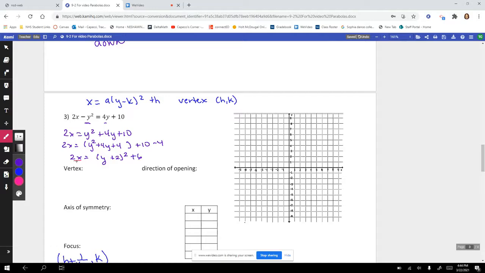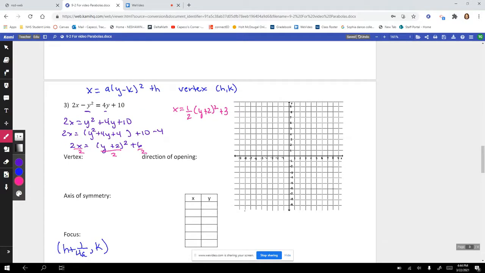Now I don't want 2x, I just want x. So I'm going to divide everything by 2. So I have x is equal to 1/2 times y plus 2 squared plus 3. All right, so my vertex is going to be 3, -2. And let's do some graphing here before we decide on our axis of symmetry and direction of opening. So my vertex is 3, -2.